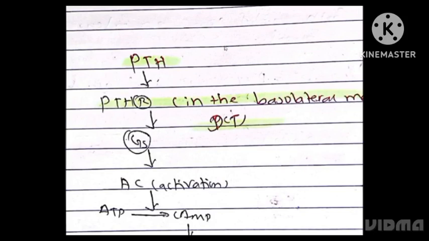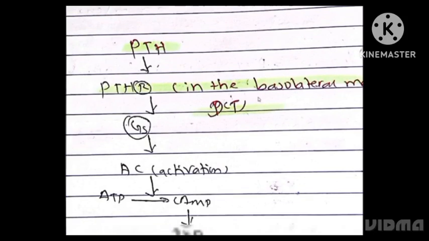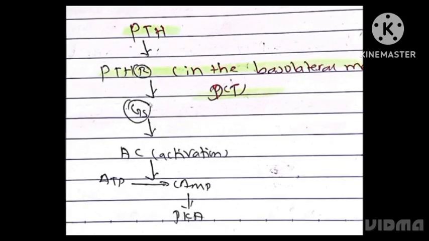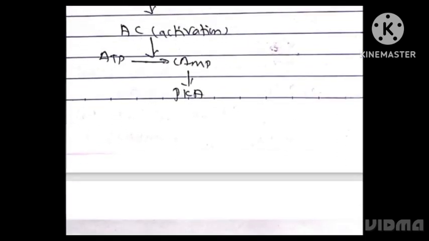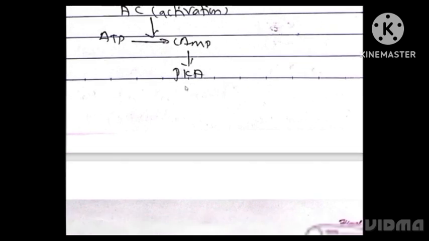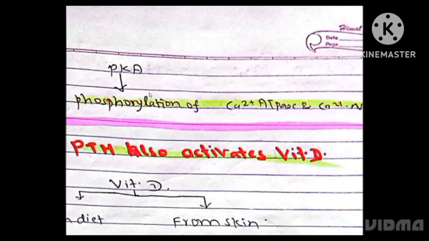First, PTH binds to the receptor in the basolateral membrane of the DCT. Now this is coupled with Gs, activating adenylyl cyclase, which leads to conversion of ATP to cAMP. This cAMP causes activation of protein kinase A. Now this protein kinase A causes activation of these two proteins. These two channels are transporters which cause transport of calcium, which are calcium ATPase and the sodium calcium exchanger.